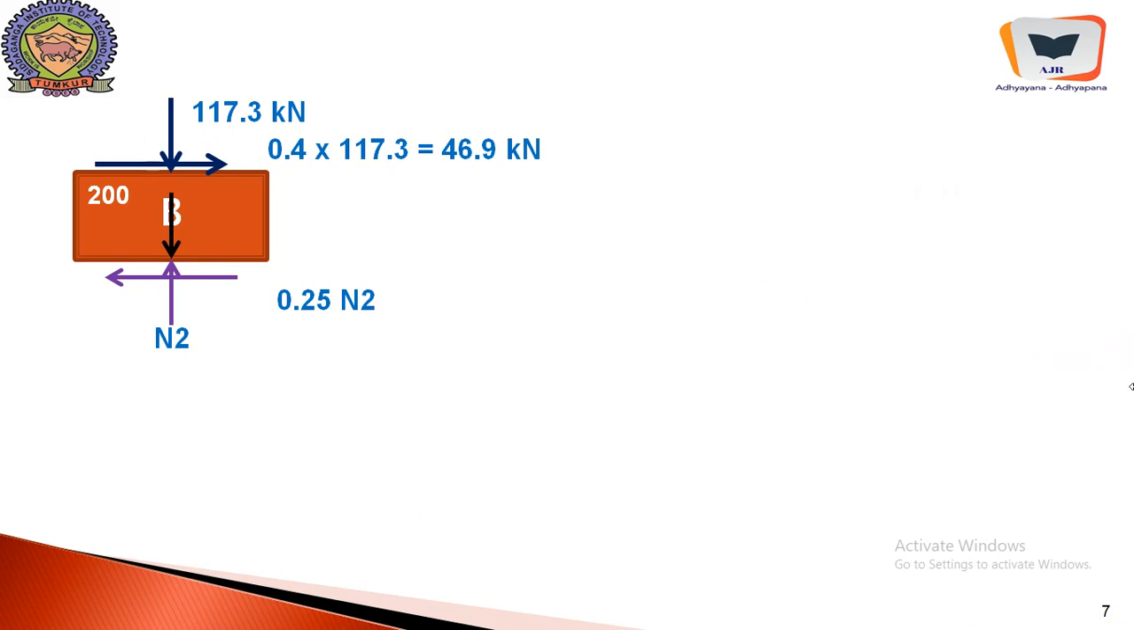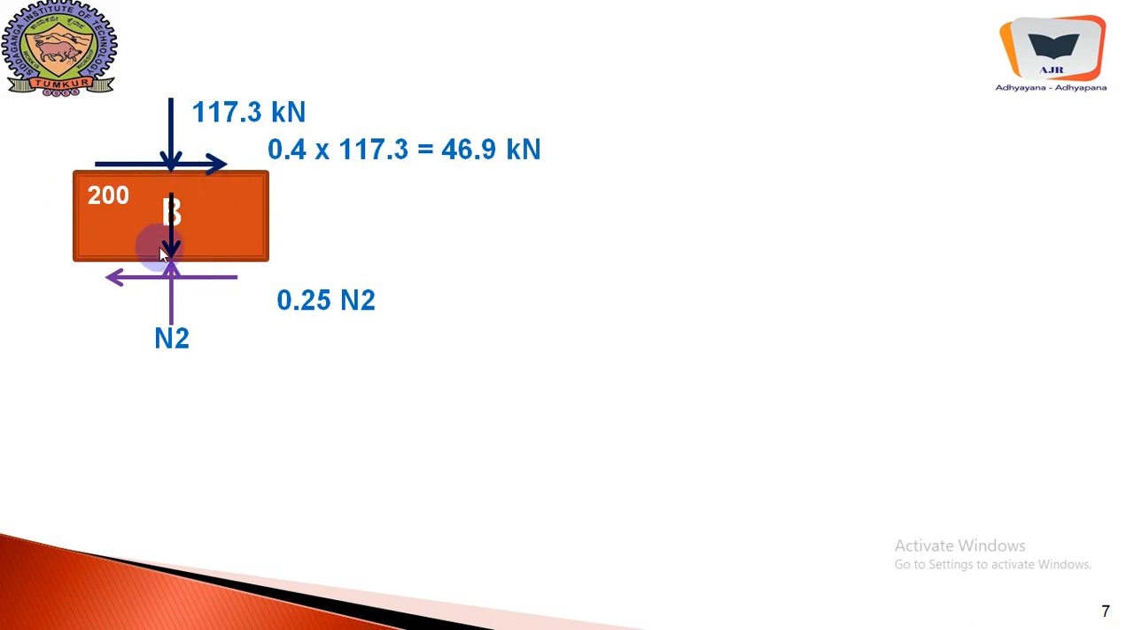It would seem as if both the blocks are in equilibrium at the interface. This is the analogy, and this is the reaction coming from the top block towards the bottom block. That is 117.3 kilonewton that we have identified, and this is the frictional force generated due to the relative movement of block A against block B. Okay, and this is 0.4 times 117.3, that is 46.9 kilonewton, and this is the weight, and this is the frictional force which is due to this.